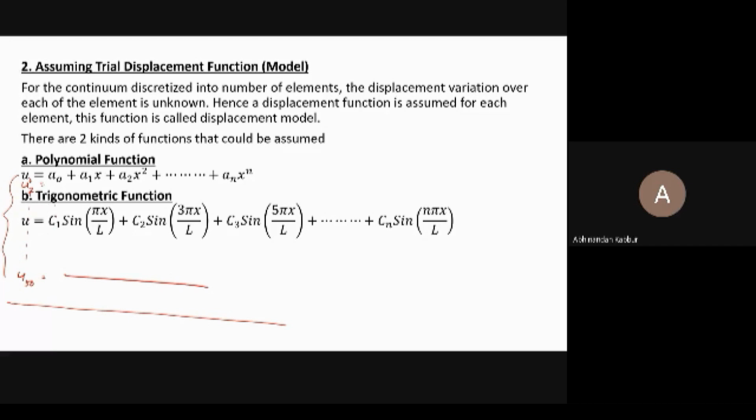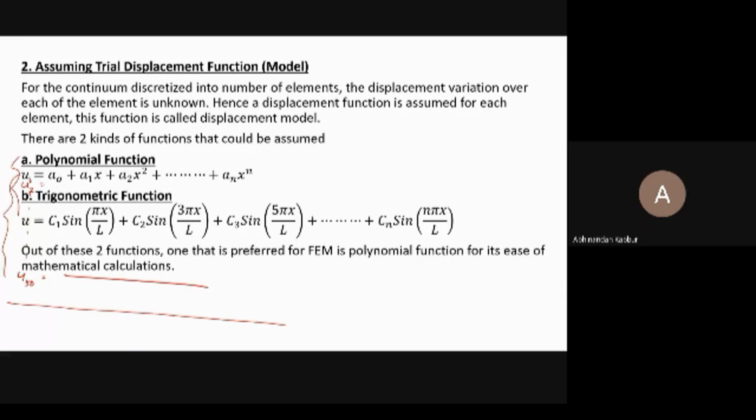Similarly, if I come for the trigonometric function, this is how you have to consider the trigonometric function. Similarly, u1, u2, u3 up to 50 elements, 50 equations. If it is 10 elements, 10 equations. Okay. So these are the two ways to assume the displacement function, or it is also called displacement model, or sometimes it is also called interpolation function or interpolation model. Okay. So that is my second step.